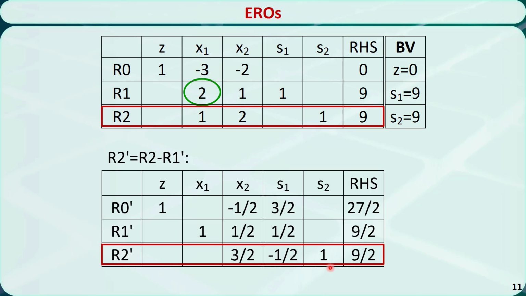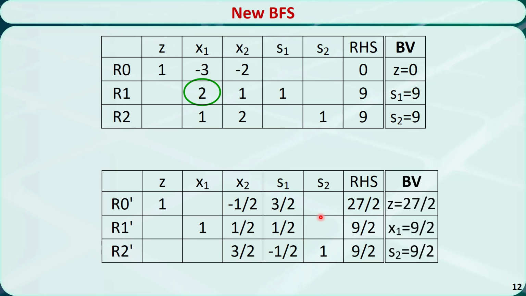In this tableau, the coefficient of x1 in row 1 prime is 1, and the coefficients in all other rows are 0. So we are done with the EROs and pivoting. This is a new tableau. Now the basic variables are x1 and s2, and non-basic variables are x2 and s1. We set non-basic variables to 0 and solve for the basic variables. The basic variables are x1 is equal to s2 is equal to 9 over 2. The z value is 27 over 2.